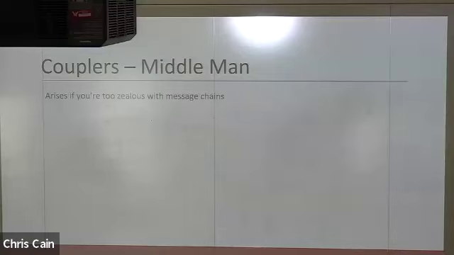We can have a middleman coupler. If you're too zealous with message chains, you get a long message chain where from the base class, you need to create an object A, which delegates creation of object B, which delegates creation of object C, which delegates object D, etc., and a really long message chain. So in this way, you end up with classes whose sole purpose of existence is to delegate the work to another class, which seems silly.